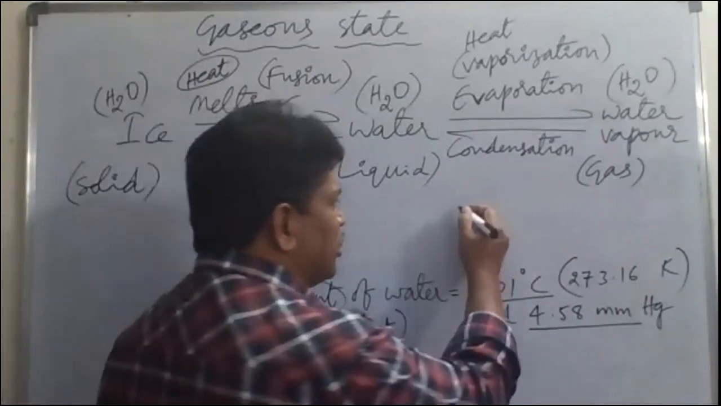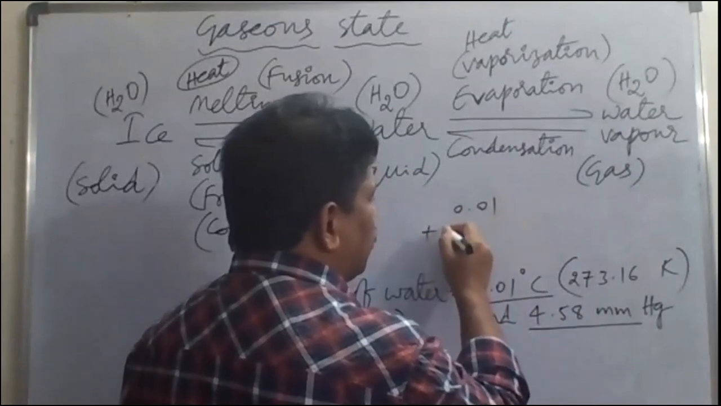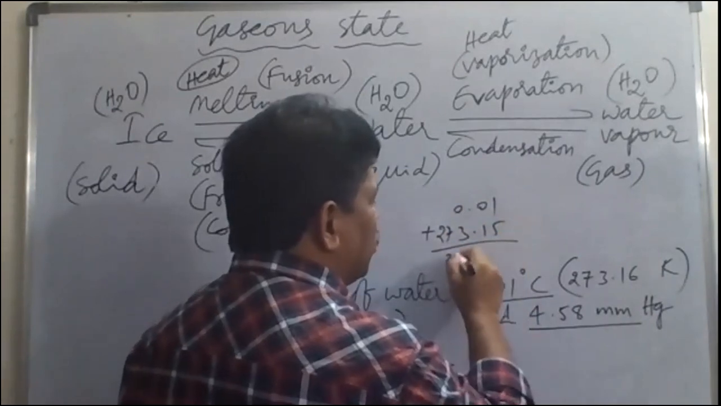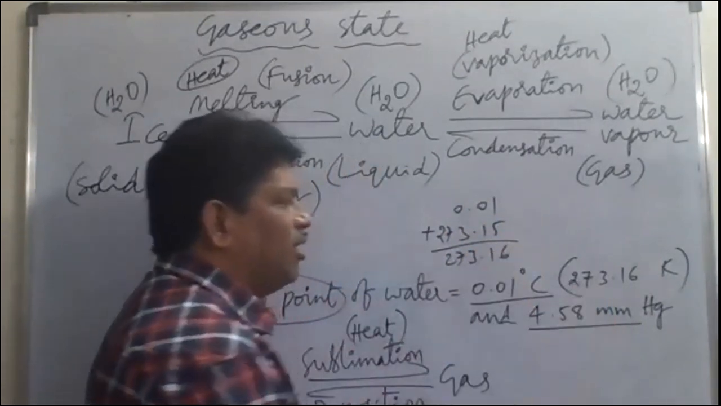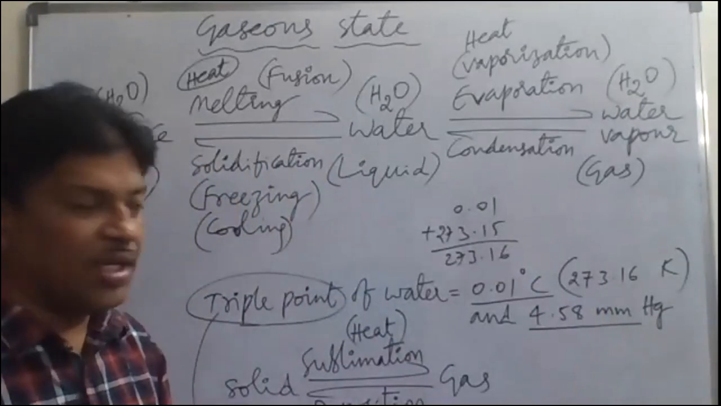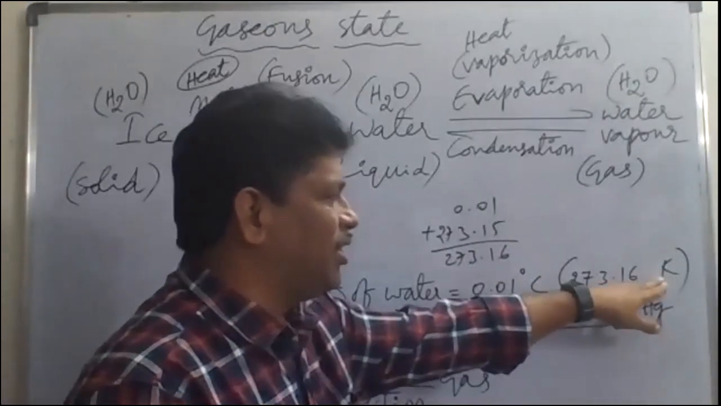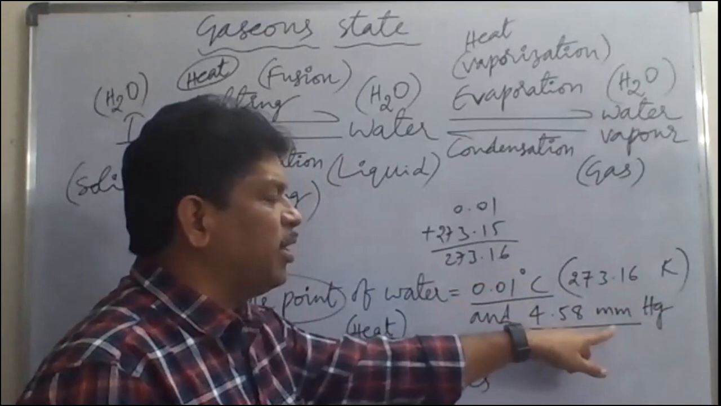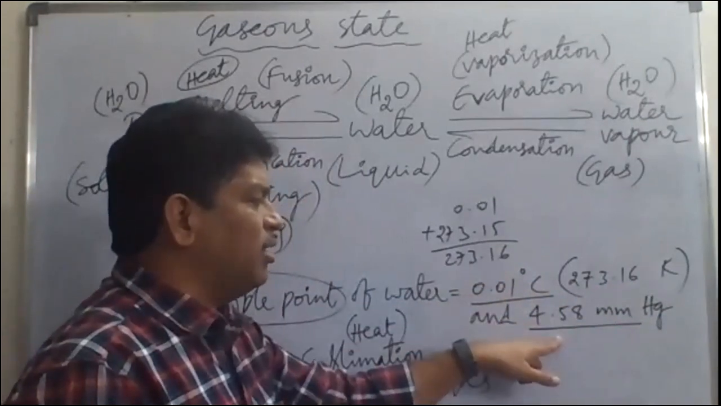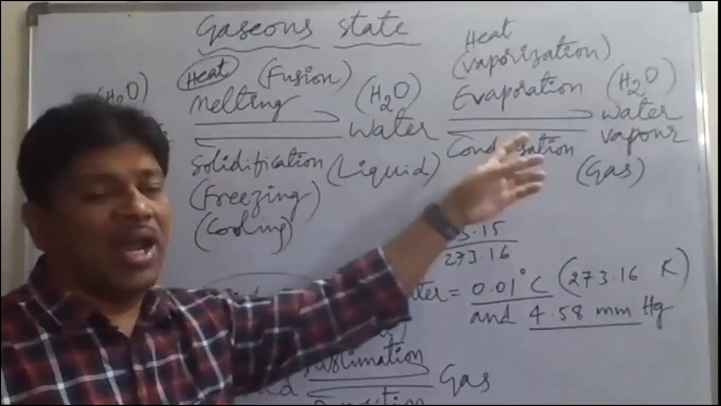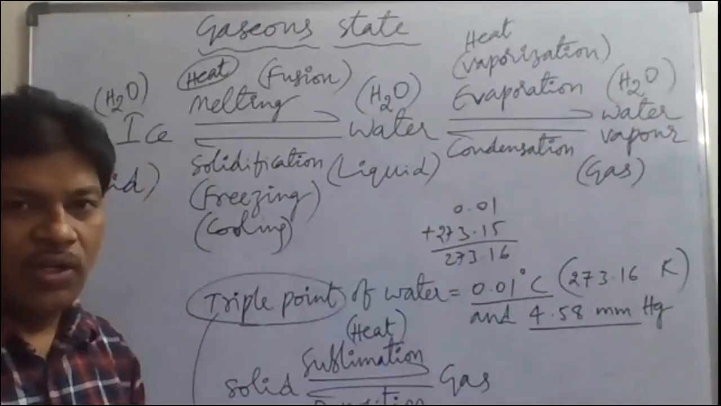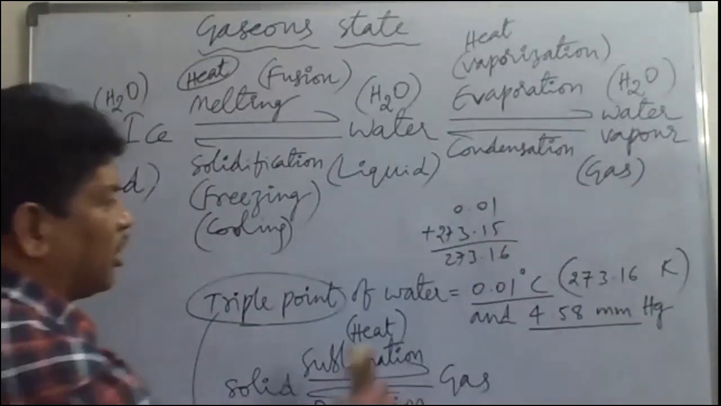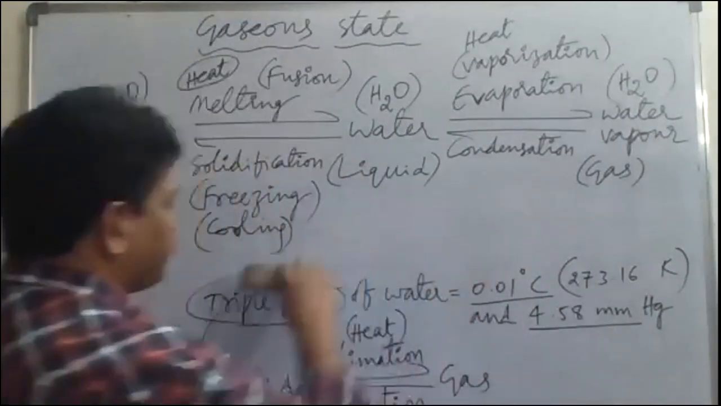By adding 273.15. So here, 0.01 plus 273.15 is 273.16, the Kelvin temperature. So 273.16 Kelvin temperature. Otherwise, 0.01 degrees Celsius and 4.58 millimeter of mercury. So at this temperature and pressure, we have all the three states of matter, solid state, liquid state and gaseous state, existing together. That is the triple point of water. So these triple point values you have to remember.